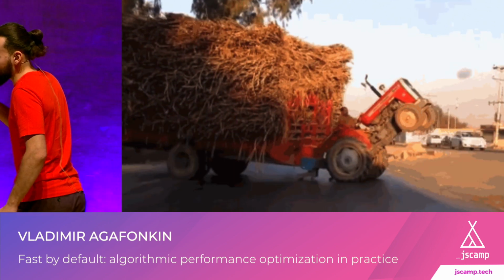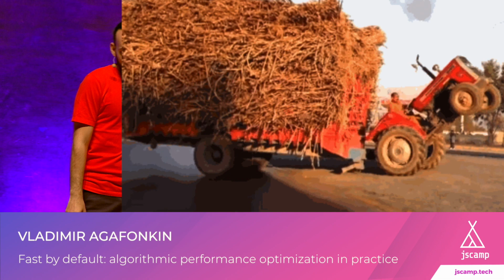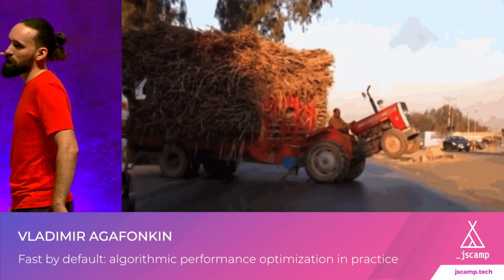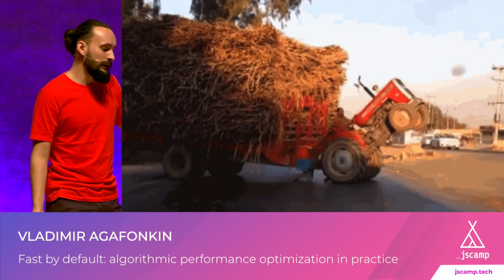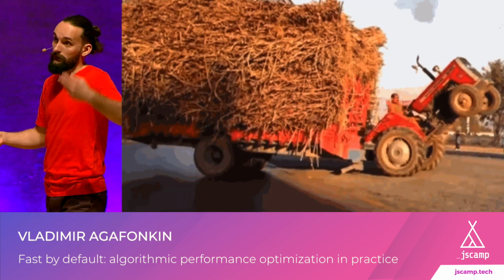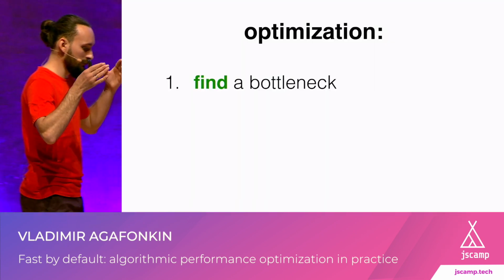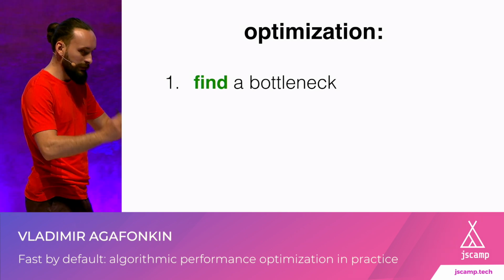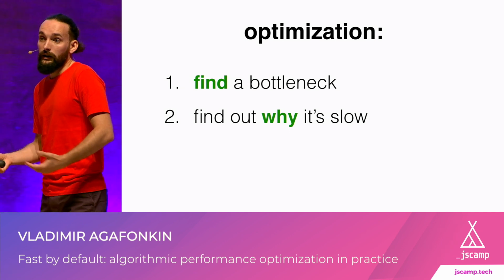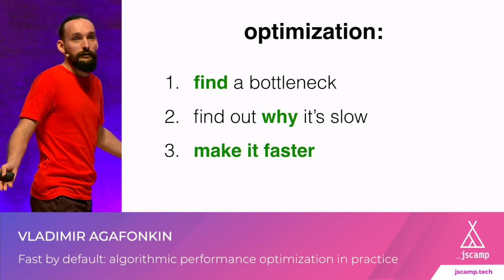And I will start with the question of why. Why we need to learn this stuff. So imagine we face code that's really, really slow. And we have to do something about it. So there are three basic steps. First, we need to identify the exact bottleneck. What exactly is slow in our code? Then we need to find out why it's slow. And then we make it faster.